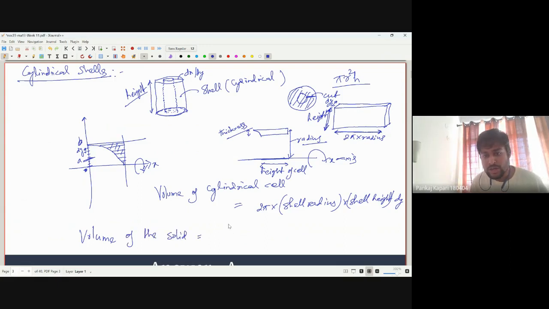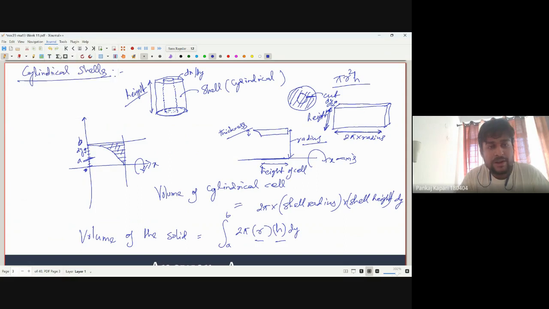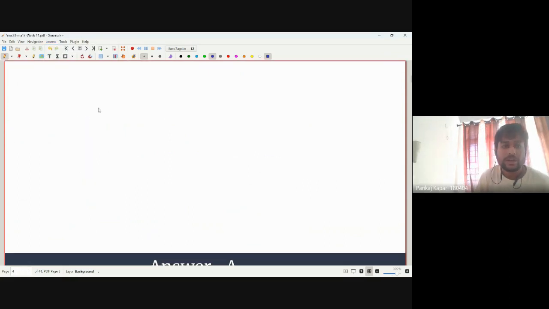Volume of the solid, you integrate everything, right? 2 pi, let's call radius r, h is the height, and dy. So this is the shell radius and this is shell height. In our example, let's see what the shell radius and shell height are, and then we will find its volume. Our example is, we are rotating this particular region, right?